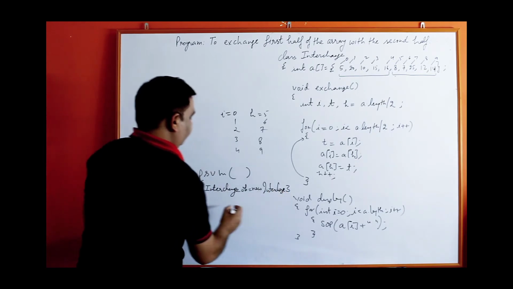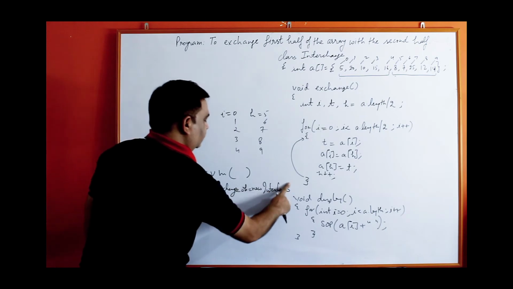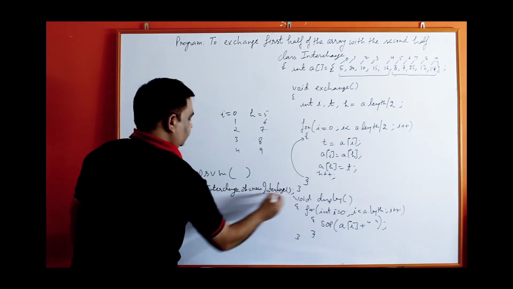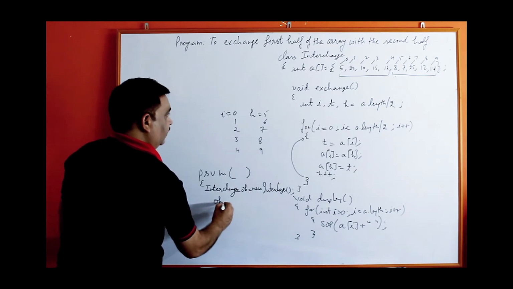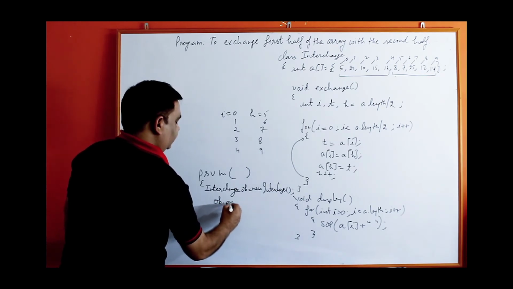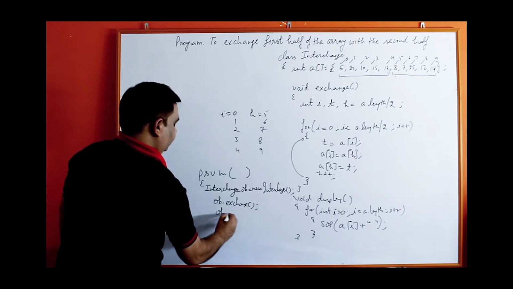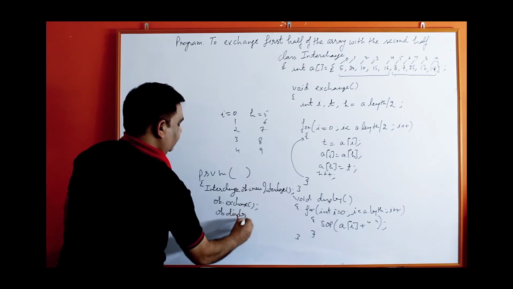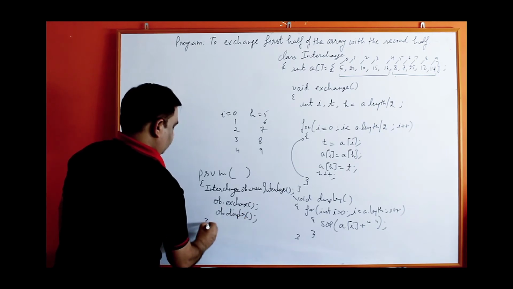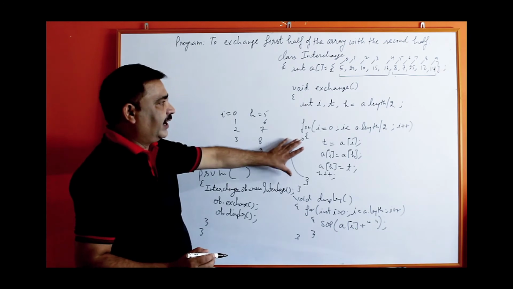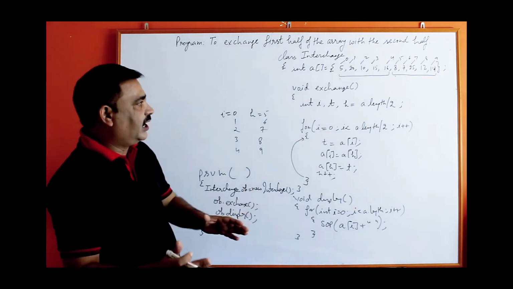Interchange object equal to new Interchange. After creating the object, call the function exchange and then call display and close the class. So first of all, the exchange function will exchange the first half of the values with the second half.